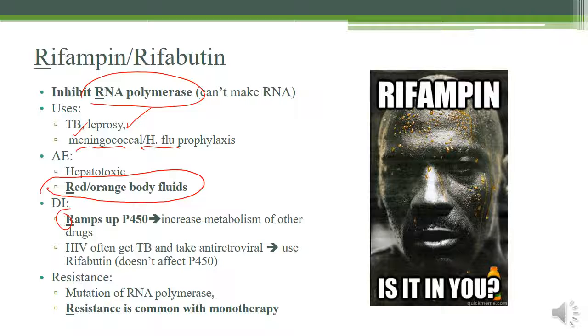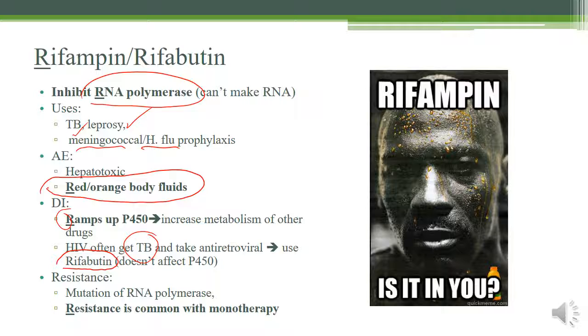Another thing is that oftentimes HIV patients also get TB because they're immunosuppressed, and a lot of their antiretroviral drugs use P450, so you want to make sure that it's not being used at the same time. So you probably want to pick Rifabutin with an HIV patient so that you don't affect the P450 enzyme, and you don't affect the patient's other drugs that they may be using to treat HIV.